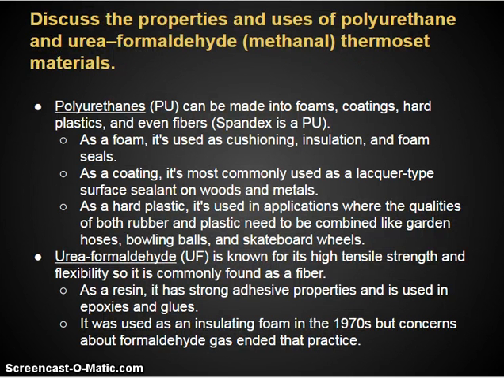There are other plastics that are used less commonly because of environmental or biological reasons. Polyurethanes can be made into foams and coatings. Polyurethane is commonly used as cushions in vehicles. Inside the cushions on car seats, they typically use polyurethane foam. As a liquid coating, it forms a very hard, lacquer-like surface sealant that's used a lot of times on woods and metals.